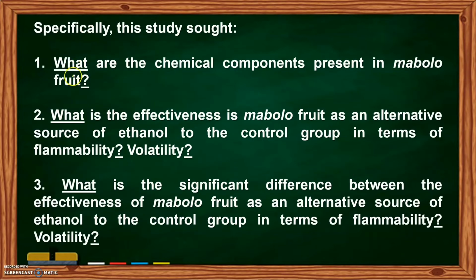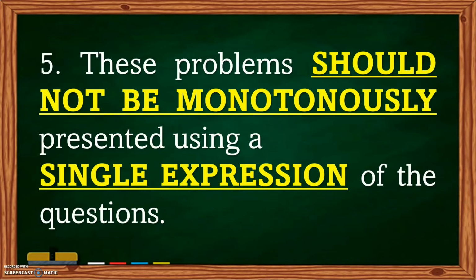Okay, let's say another example. What are the chemical components? What is the effectiveness? What is the significant difference? Ang pangit niyang tingnan at ang pangit niyang pakinggan. So kailangan i-avoid natin yung ganitong klase ng specific objectives na ulit-ulit. Okay, now, the fifth guideline is these problems should not be monotonously presented using a single expression of the questions.